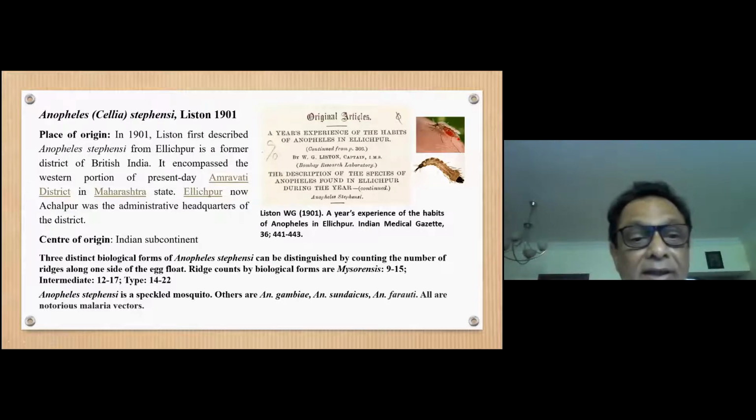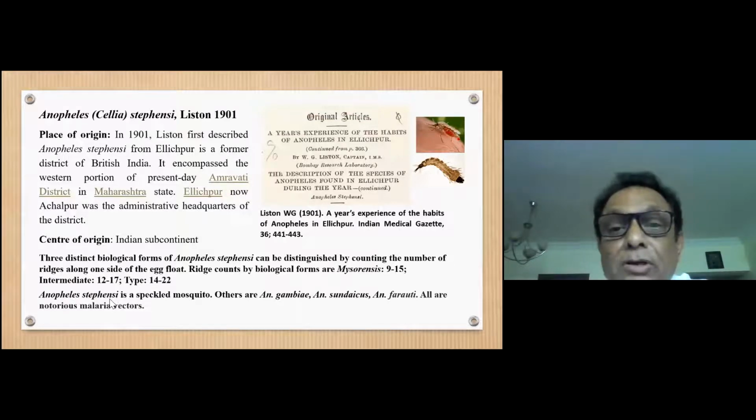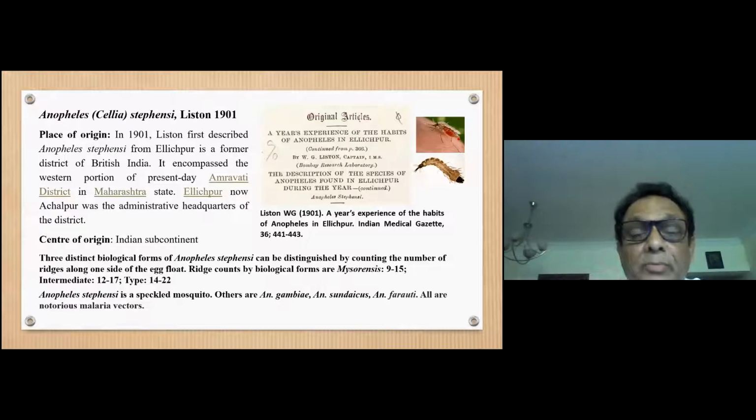What I found very interesting is that Anopheles stephensii is a speckled mosquito, and all the other speckled mosquitoes like gambiae, sundaicus and farauti in Papua New Guinea, Solomon and all these islands are very notorious vectors. I somehow got this article by Dr. Liston from the Indian Medical Gazette, and it's a very important article. I think everyone should go through it.